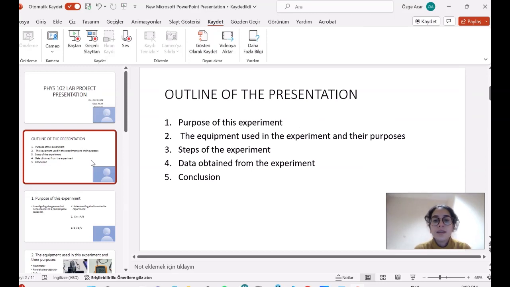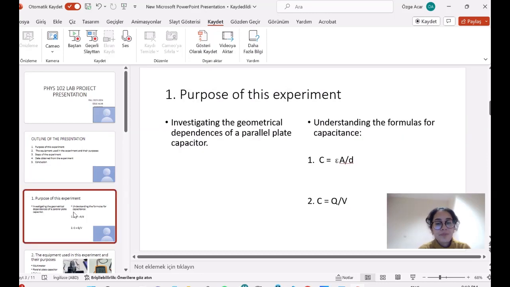Here you can see the outline of my presentation. First, I will explain the purpose of this experiment, then I will show you the equipment that I used in this experiment and I will explain their purposes. Also, I will explain the steps of my experiment and then I will show you the data that I obtained from my experiment and then I will explain the conclusion.